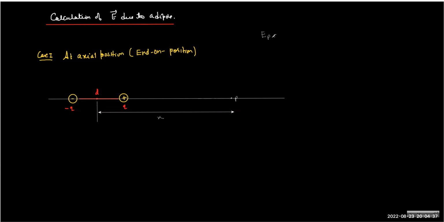Got it, sir. Yeah, tell me the answer. So for plus q, kq by x minus d by 2 whole square, towards the right. And for minus q, kq by x plus d by 2 whole square, towards left. So you can subtract the net value.